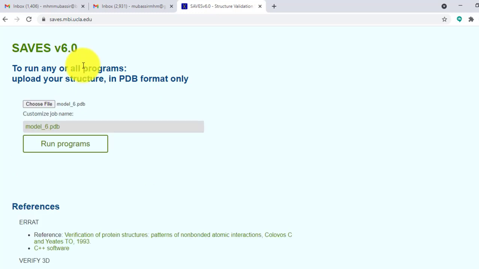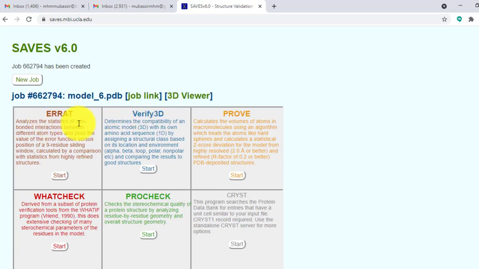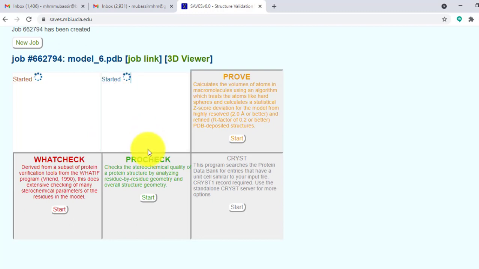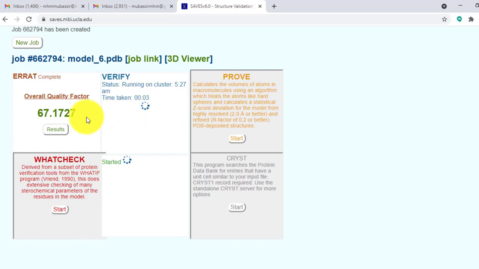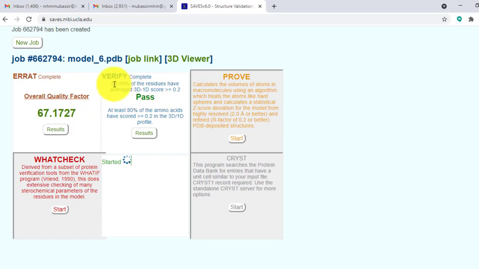After going to that server, you have to upload the PDB file of your structure and then run programs. So basically we will be running ERRAT, Verify 3D, and ProCheck. So if the value for ERRAT is above 50, that means its quality is good. I mean, satisfactory, you can say. And also if the value for Verify 3D is above 80, that means it passed. Now we are waiting for the results of ProCheck where we can get the Ramachandran plot.